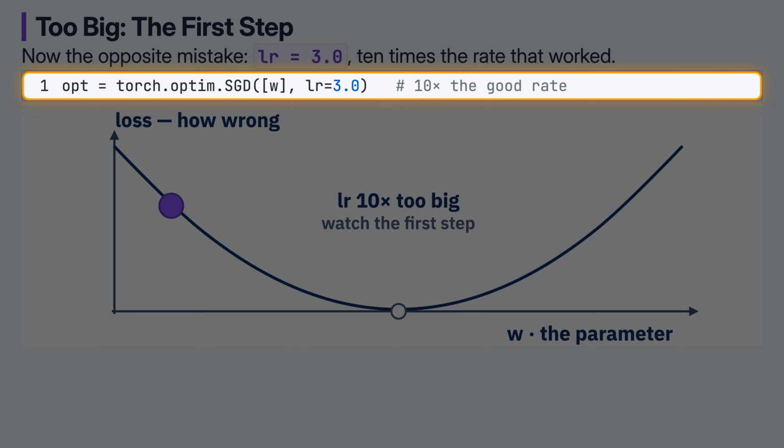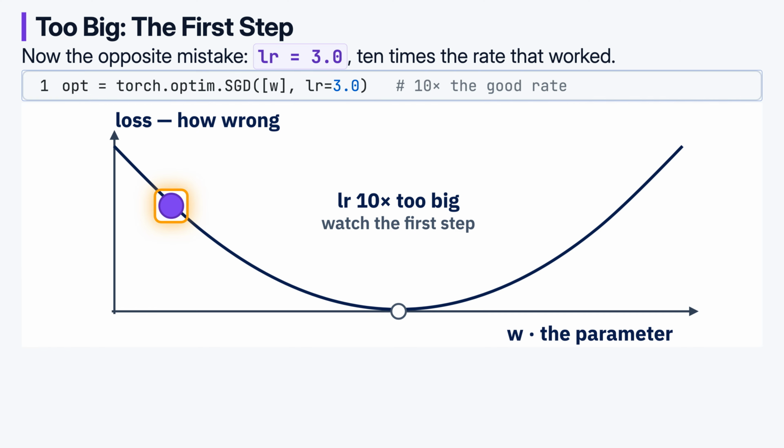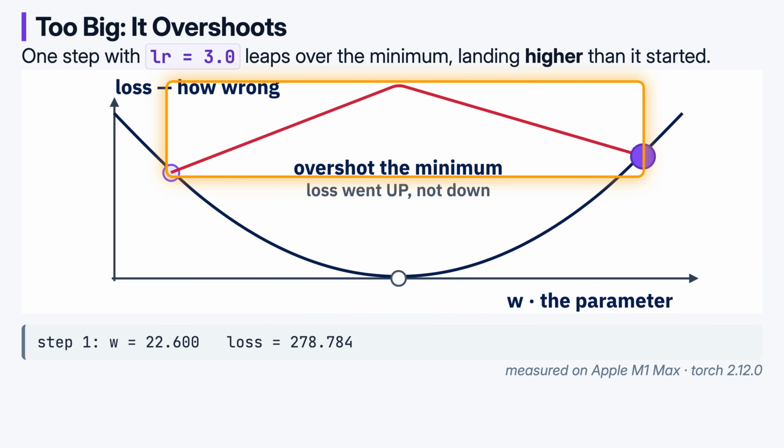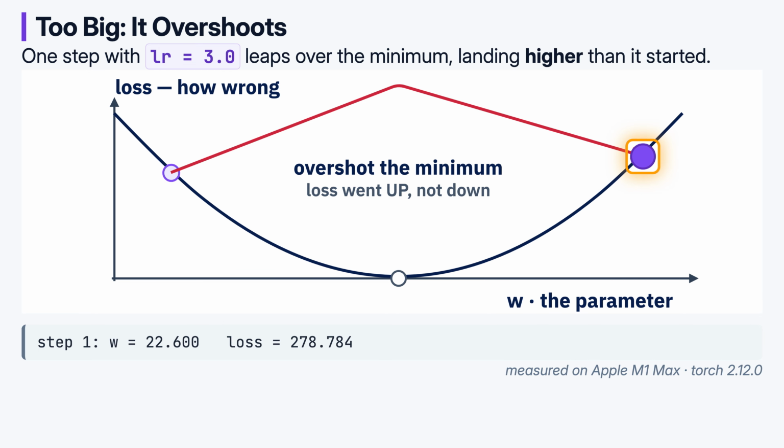Now the opposite mistake. We set the learning rate to 3.0, 10 times the rate that worked. Same loop, same data, same start, only the learning rate changed. Watch what one step does with a stride that large. One step leaps clear over the minimum. It lands on the far side, higher up than it started.